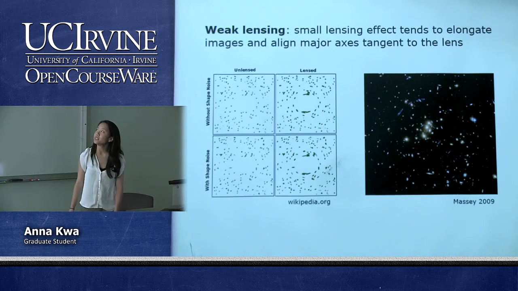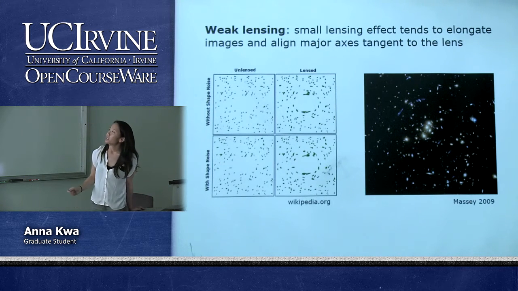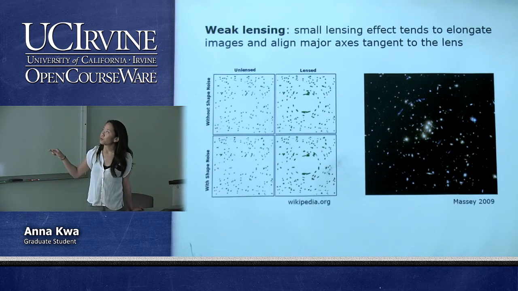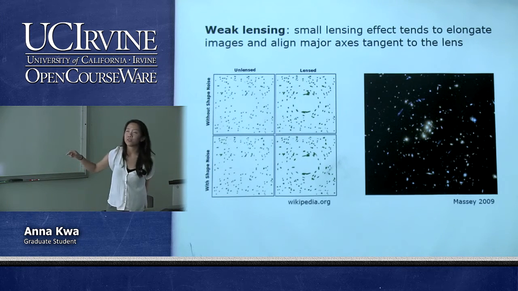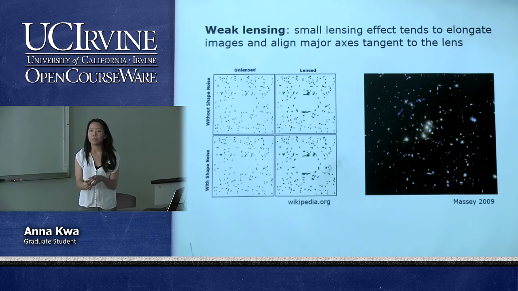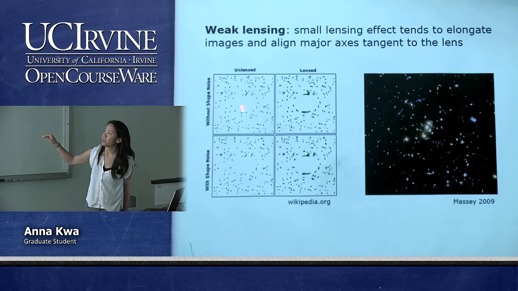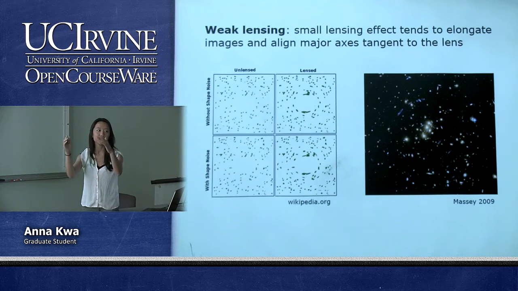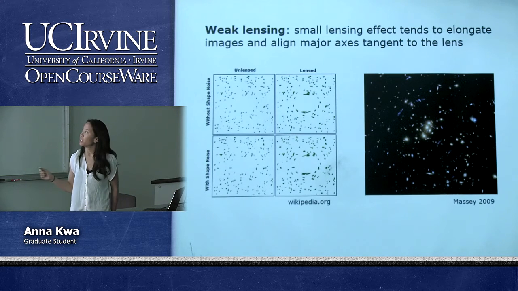Another type of lensing is weak lensing, which is a more subtle effect. If you're a little farther away, or if you don't meet the requirements for strong lensing, you can still see the effect. Because, like I said, gravitational lensing elongates your image and rotates it so that it's sort of tangent to your source. This is a picture from Wikipedia of what you should see. These are unlensed, more round galaxies. If you add in a lens, they become stretched out and aligned to form circle shapes around your lens object.